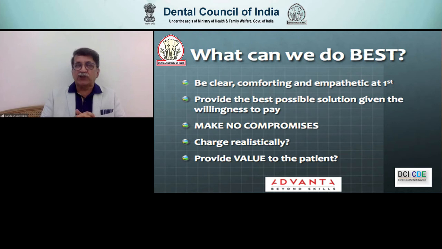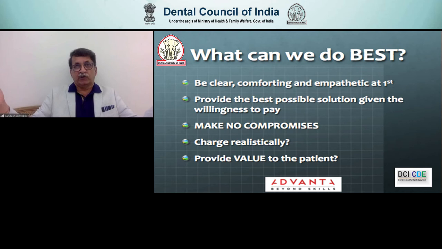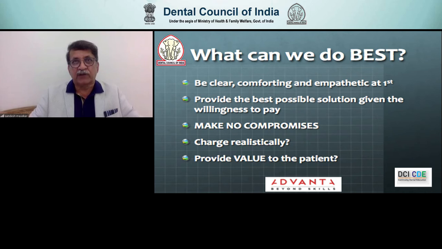Provide the best possible solution, willingness to pay. Now, willingness to pay. Friends, you are not supposed to look at whether the patient can afford it or not. You give them the full range of what you do in your practice, and they can pick anything they want. Missing tooth: denture, implant, crown and bridge. Whatever they want, they can do. Advantage, disadvantage, time taken, money: explain everything to them. They will pick according to their pocket. No compromise. Charge realistically and provide value for the patient. These are very important aspects.